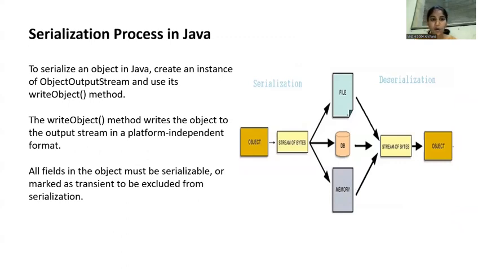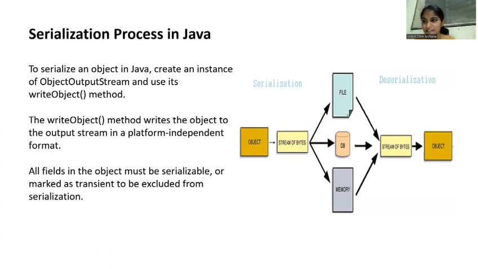To serialize an object, that means to convert a Java object into a byte stream, we have to create an instance of ObjectOutputStream. So we use ObjectOutputStream to serialize. This class is used to write primitive data types and Java objects to an output stream. So what does it mean? This class is used to write primitive data types and Java objects to an output stream.